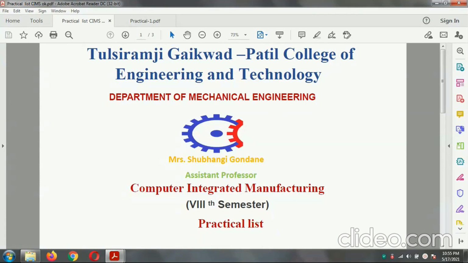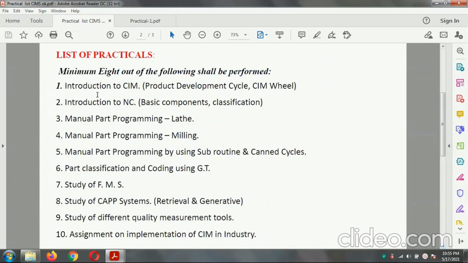I am Shubhangi Gundane from the Mechanical Engineering Department, and now we study the computer integrated manufacturing system. The practicals in the university list are: introduction of the CIM, introduction of NC, manual part programming on lathe, manual part programming on milling, manual part programming by using subroutine and canned cycle, part classification and coding using GT, study of FMS, study of CAPP system, study of different quality measurement tools, assignment on implementation of the CIM in industry.